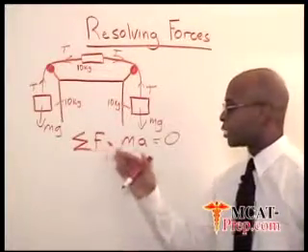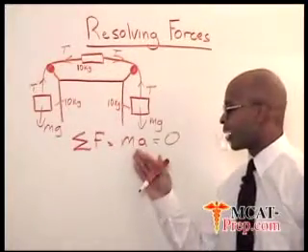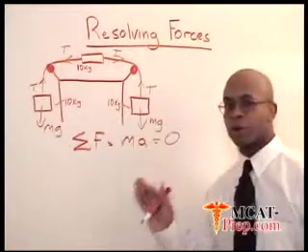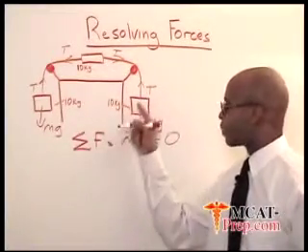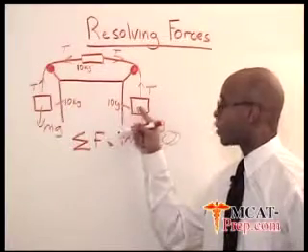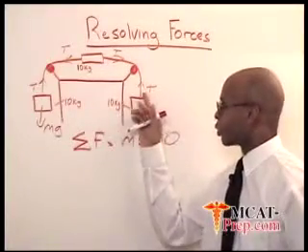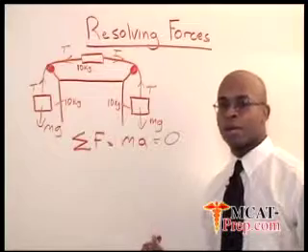So now we can write Newton's second law. Sum of forces is equal to ma, which is equal to 0 because there's no acceleration, because the system is balanced. The sum of forces experienced by this mass would be, it would experience the tension and the weight mg.